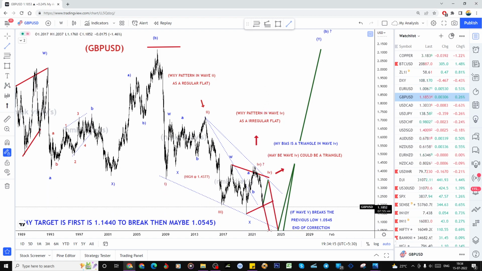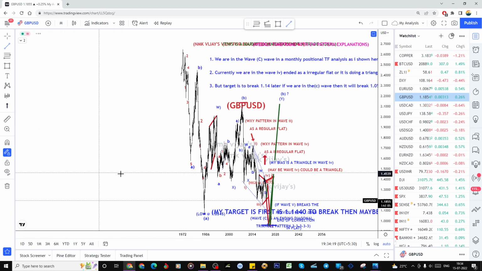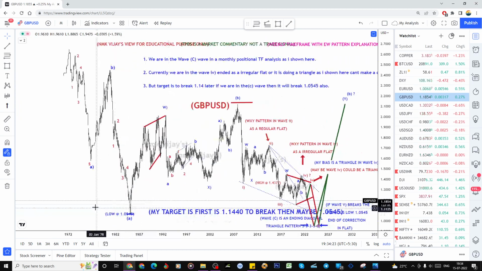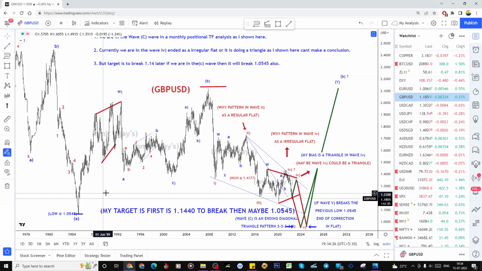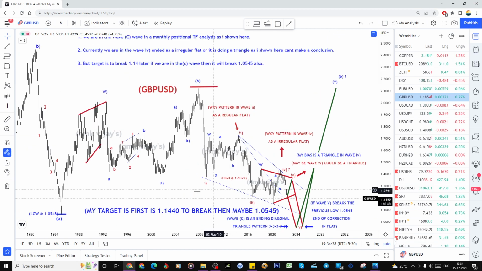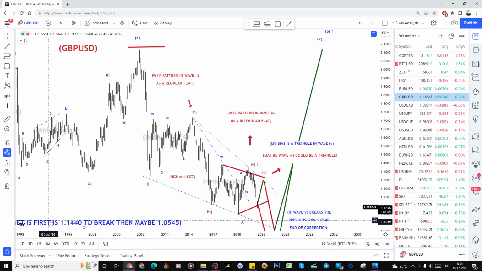From here it can reach that, yeah, it has to break this previous low. Look at this, 10545. So if it is 1, 2, 3, 4 and 5, I'm looking for either a triangle or it can reach from here itself. So we still have 1300 pips to the downside to break this one. So my target is first to break this one. So let's wait and watch.